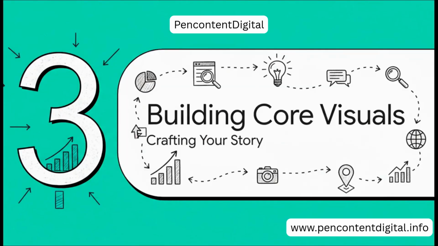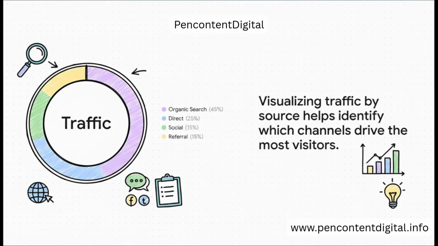All right, data's connected. Now for the really fun part. We can finally start crafting the visual chapters of our marketing story. This is where all those boring numbers finally come to life. So, let's start with a really simple but super powerful question. Where are our people actually coming from? A donut chart like this one gives you that at-a-glance view, instantly showing you the mix of channels like organic search, social, and direct traffic.